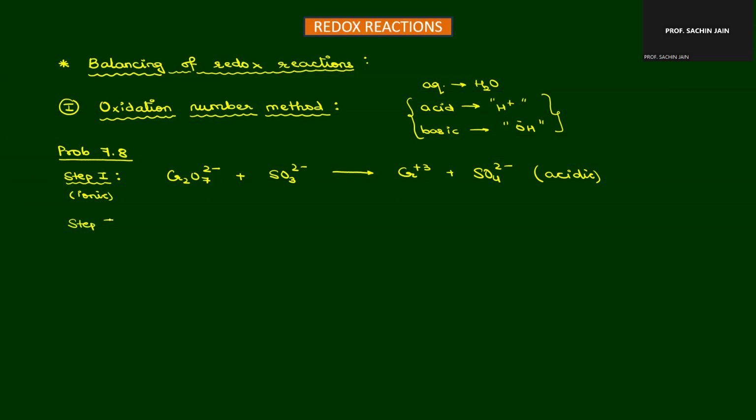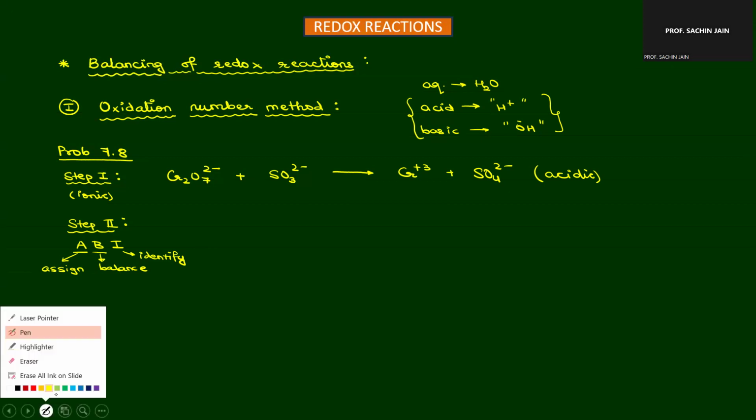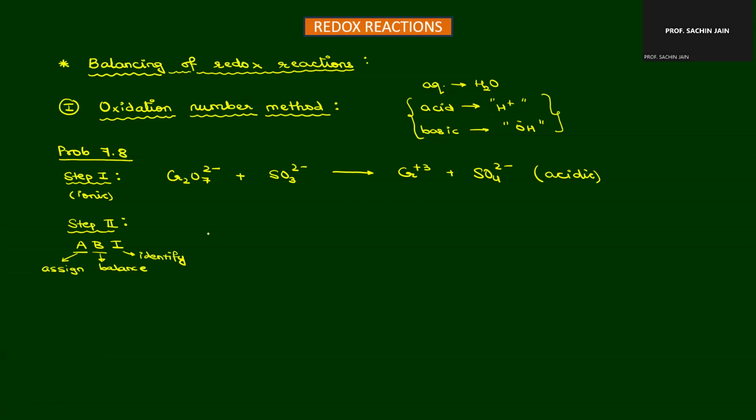Step number 2, we have to perform three things. I will call it the ABI step. ABI indicates: A, assigning the oxidation number; B, balancing the atoms; and I, identifying the species undergoing oxidation or reduction. Assign, balance, and identify. So let's write the equation again: Cr2O7 2- plus sulfite SO3 2- giving chromium 3+ and sulfate SO4 2-.